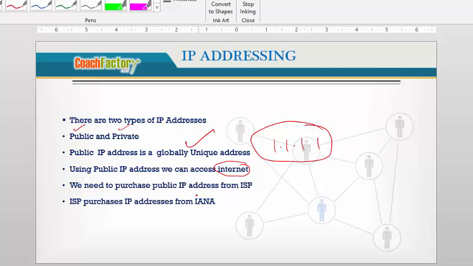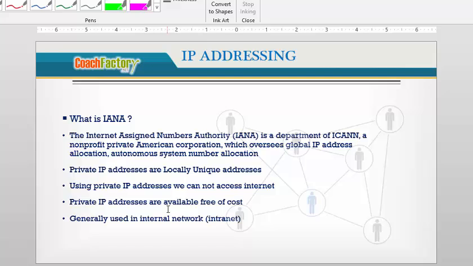And we need to purchase this public IP address from the internet service provider. And from where will this internet service provider get IP addresses? They will purchase the IP addresses from IANA. Now what is IANA? IANA stands for Internet Assigned Number Authority, which is located in America, and it's a non-profit organization which oversees the global IP address allocation, as well as something known as autonomous system number allocation.